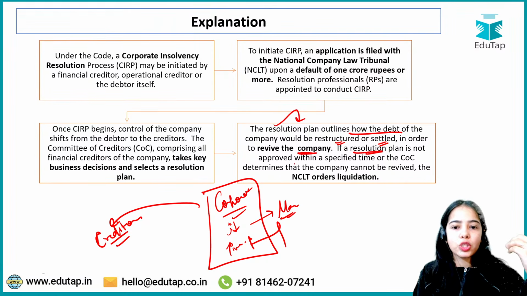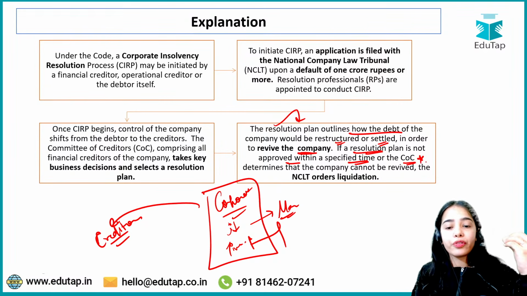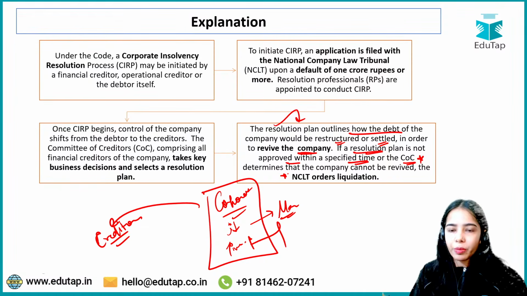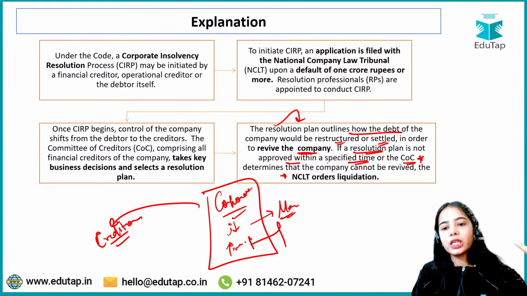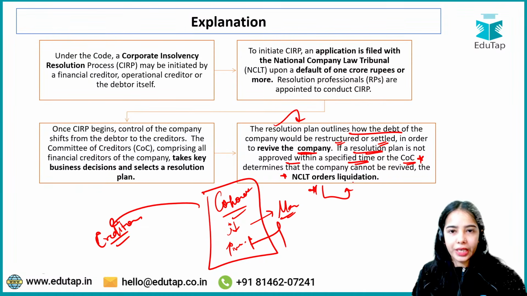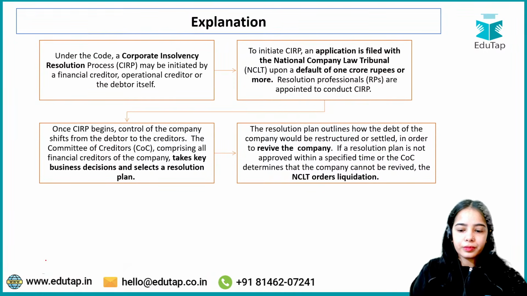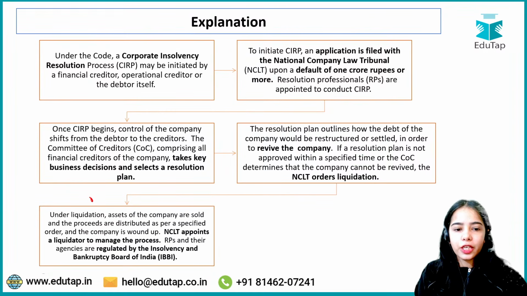If a resolution plan is not approved within a specified time, or the committee of creditors determines that the company cannot be revived, it is too much of an effort, the NCLT orders the liquidation. Okay, so that is the idea. Now, under the liquidation, assets of the company are sold, and the proceeds, the money that has been gathered by selling the assets, are distributed as per the specified order, and the company is wound up.